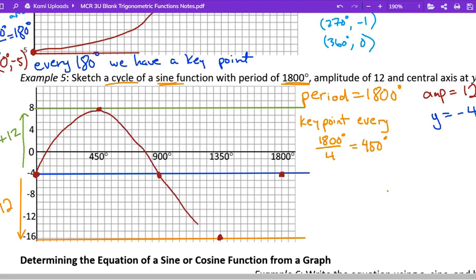There can't be, for example, that 450 will be 4. Why is it the maximum value? Because what we know of the sine function is every second key point is at the central axis, right? So I know I have to go from central to either the max or the min. There can't be something between. You can't have a straight line.